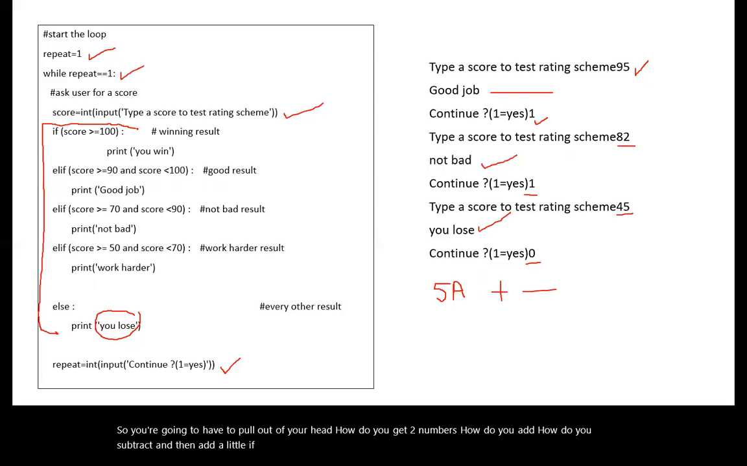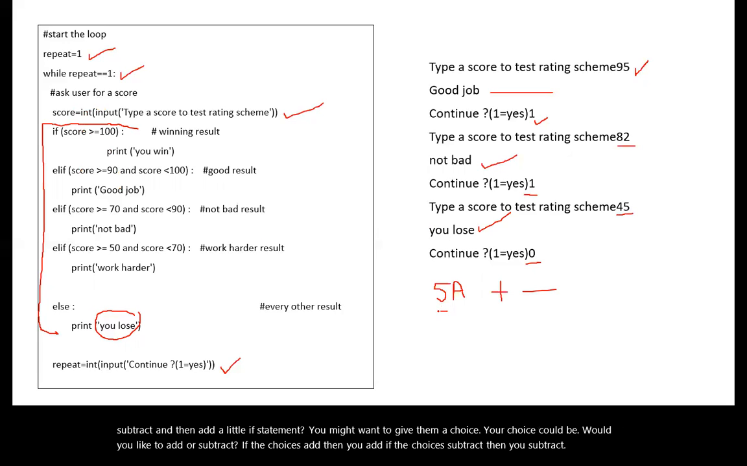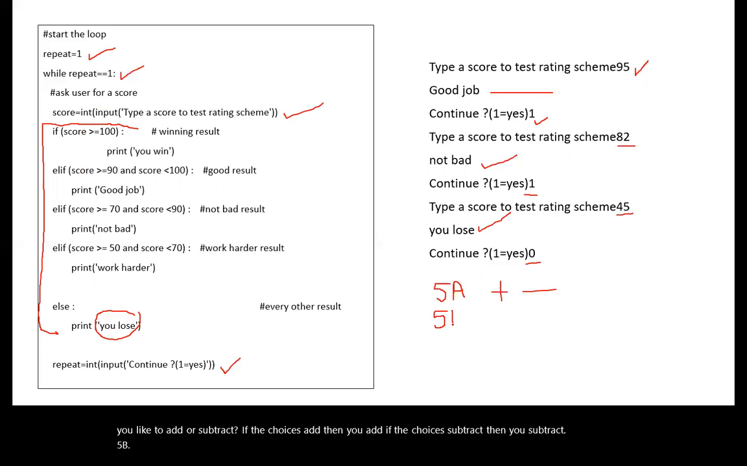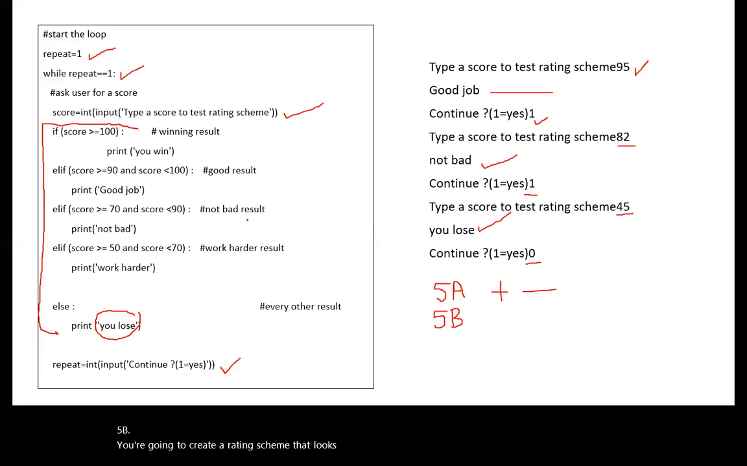You might want to give them a choice. Your choice could be, would you like to add or subtract? If the choice is add, then you add. If the choice is subtract, then you subtract. 5B, you're going to create a rating scheme. Oh, that looks much more like what we've got on the screen.